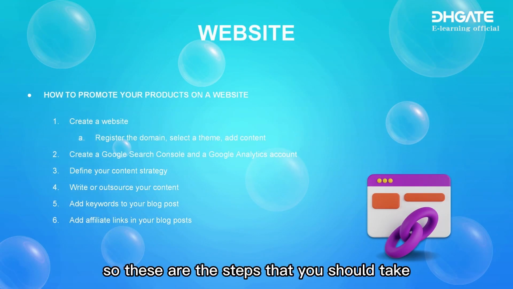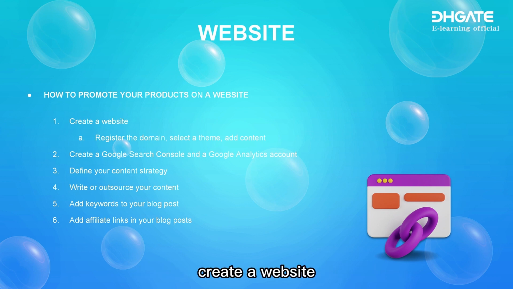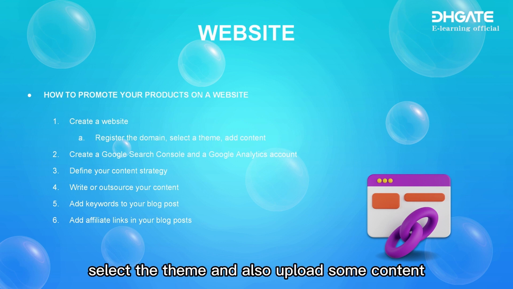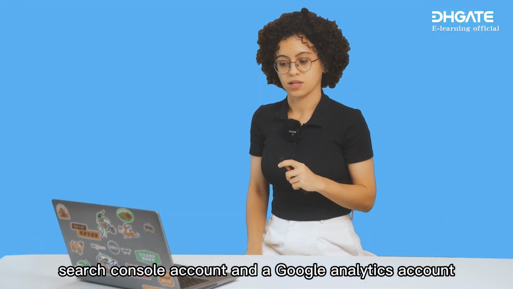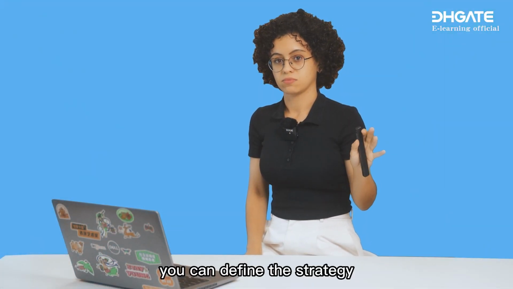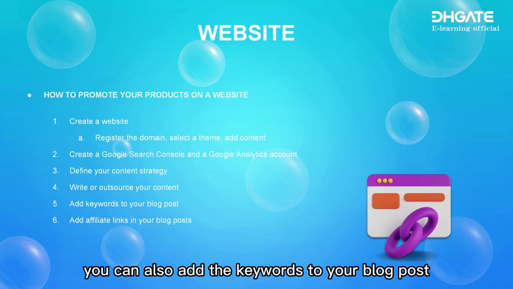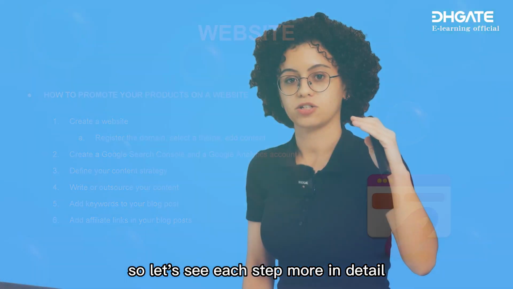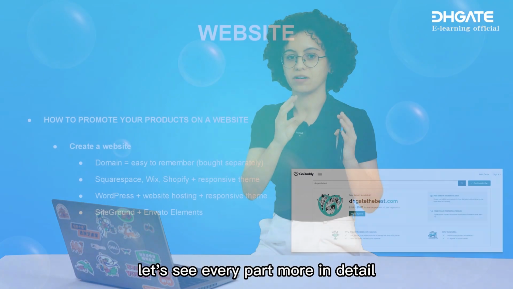So these are the steps that you should take when you want to create a website on affiliate marketing. Create a website, of course. You will need to register the domain, select the theme, and also upload some content. It's also important to create a Google Search Console account and a Google Analytics account. You can define the strategy, what are the topics that you can cover. You can decide whether you want to write the content yourself or outsource it to others. You can also add the keywords to your blog post and, of course, the links. So let's see each step more in detail. As we've said at the beginning, it's very practical. Let's see every part more in detail.